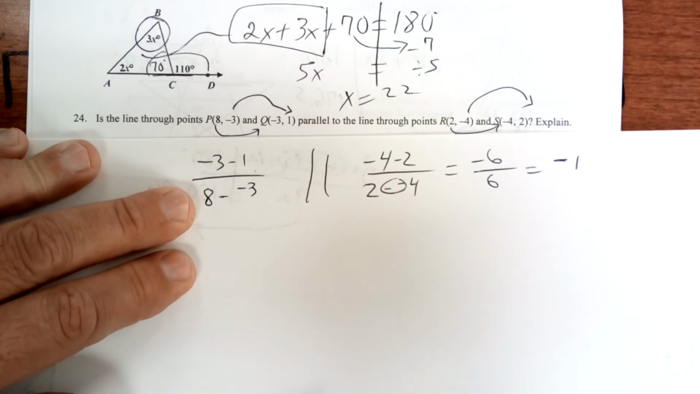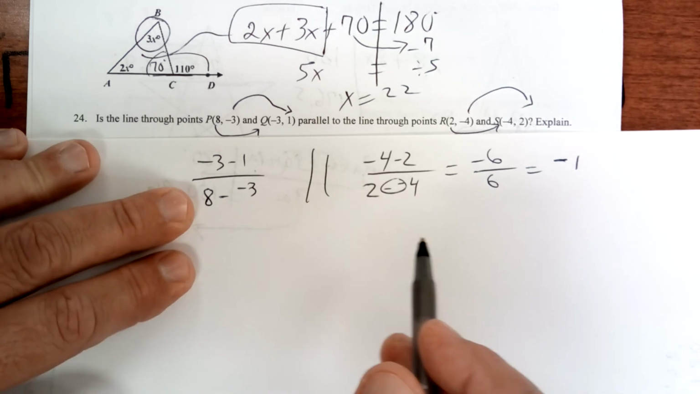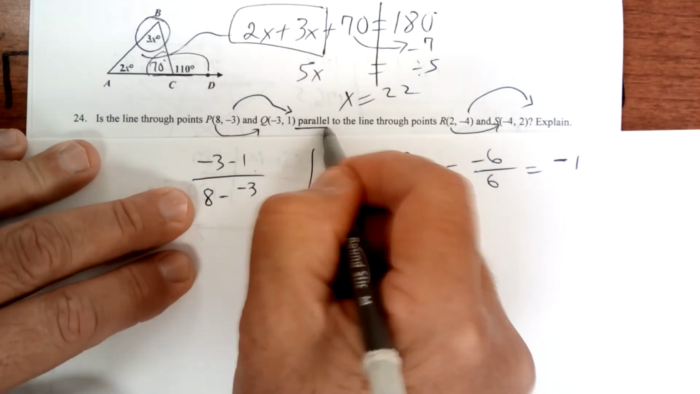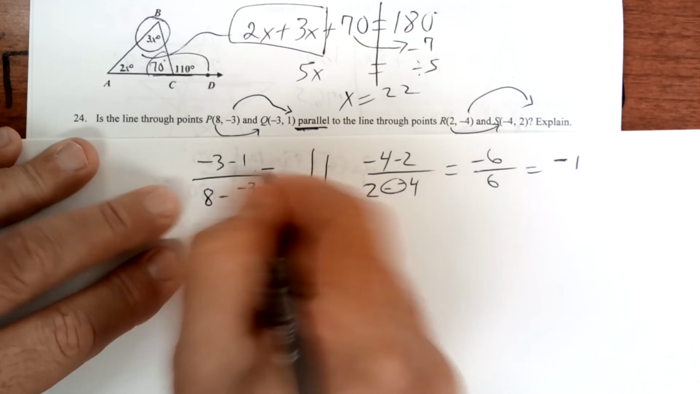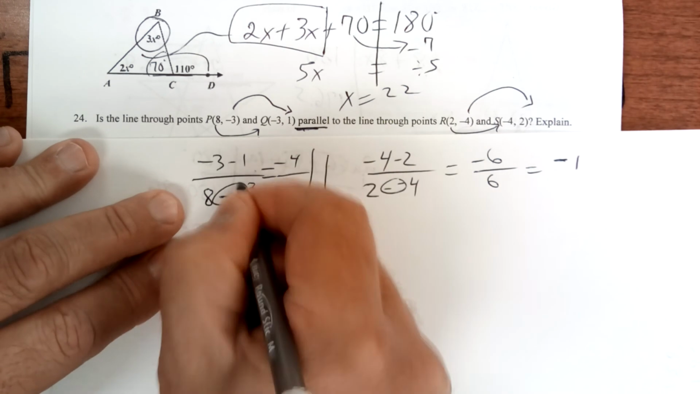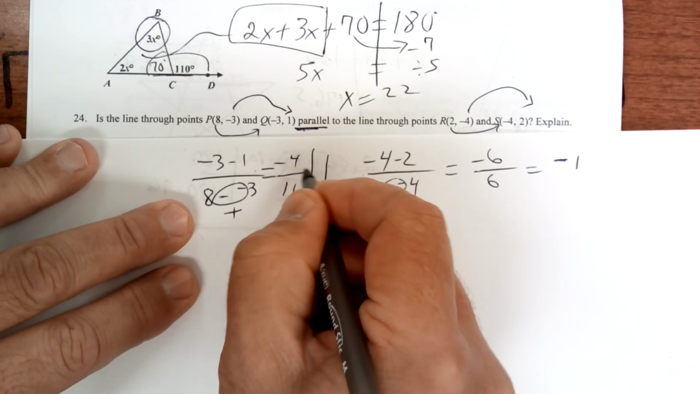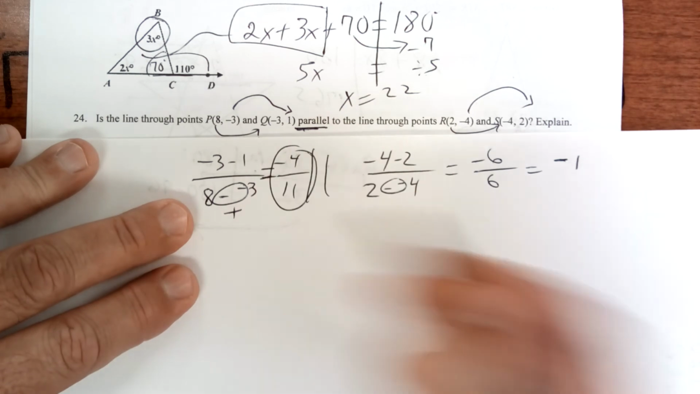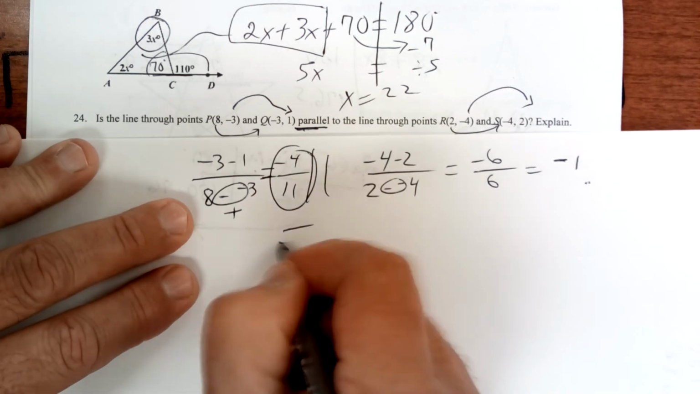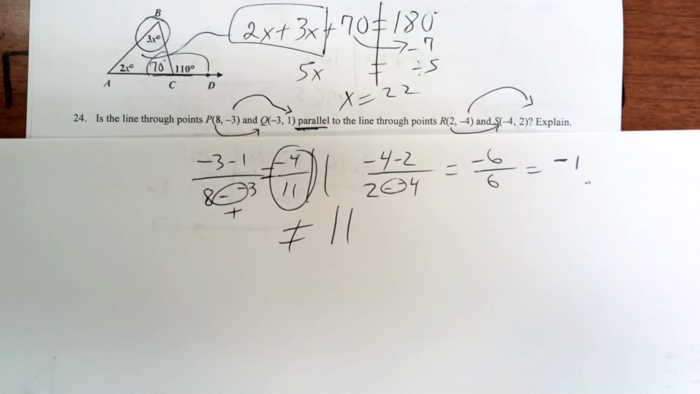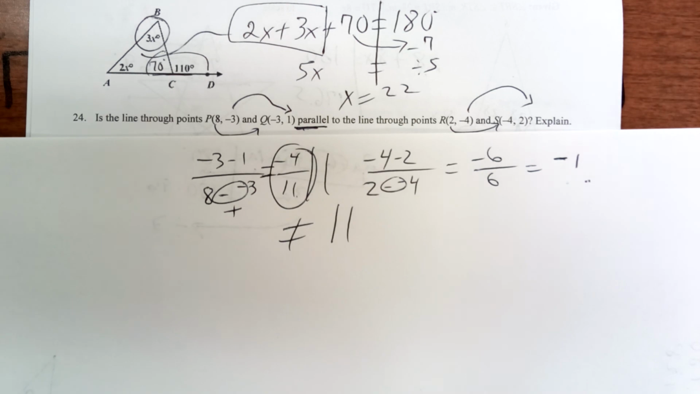Now to be parallel, they must be the same. So this is going to be negative 4. This right here is a plus, so I get 11. I get negative 4 over 11. They're not the same, so I'm going to say not parallel. Now, you could go ahead and double check the work, which is probably a good idea. So let's look at it. So 8 minus a negative 3. I think I did everything right. The slopes are not the same, so it's not parallel.